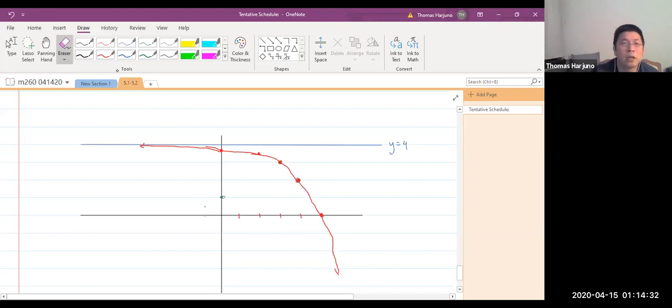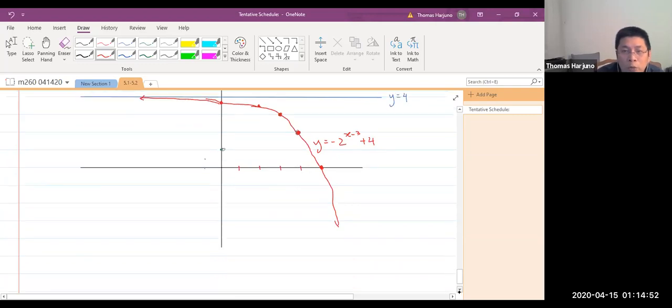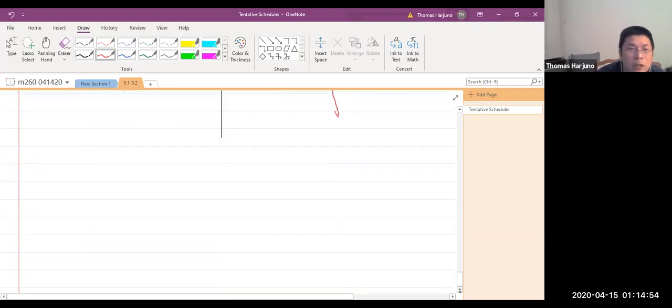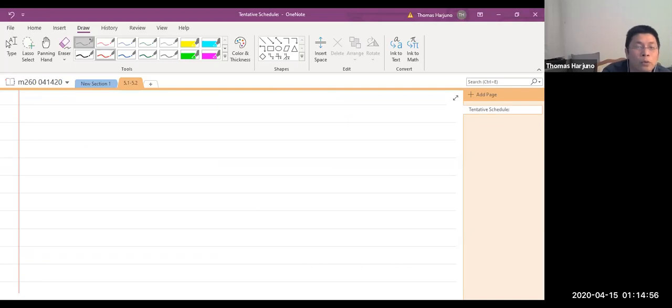Okay, that's the graph of y equals negative 2 to the x minus 3 plus 4. Now let me go on to 5.2. Nothing really new with 5.2, at least the one that we can talk about at this point. For 5.2, that's actually a special case.